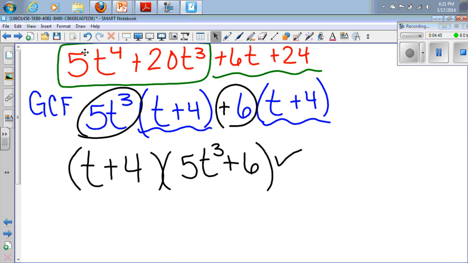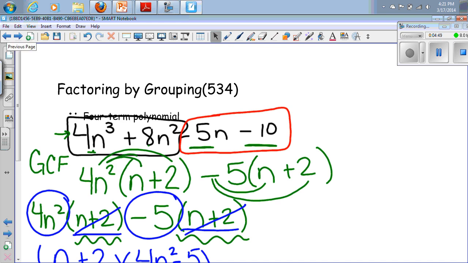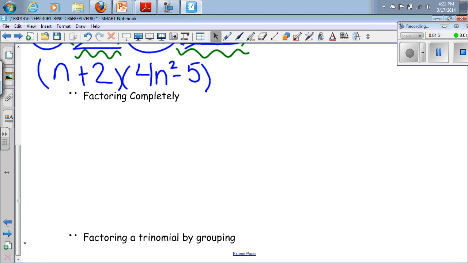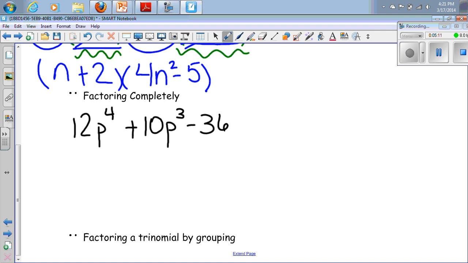Now we're going to move on to factoring completely. Let's look at example number 2. So I have 12p to the 4th plus 10p to the third minus 36p squared minus 30p.